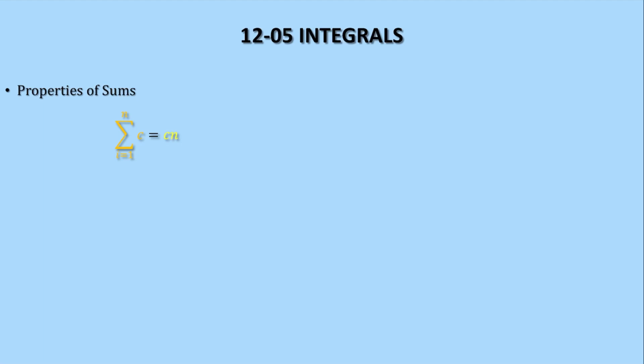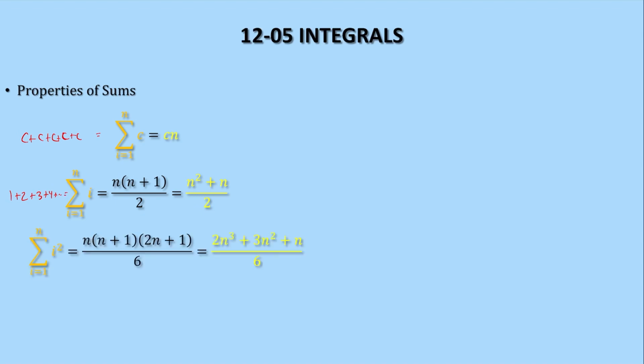If you add up a constant from 1 through n, so it's like c plus c plus c plus c plus c n times, you just have c n times, or c times n. If you're adding up i, this would be like 1 plus 2 plus 3 plus 4 plus through n. You get that. This is squared, so 1 squared plus 2 squared. And cubed, which would be 1 cubed, 2 cubed, and so on.